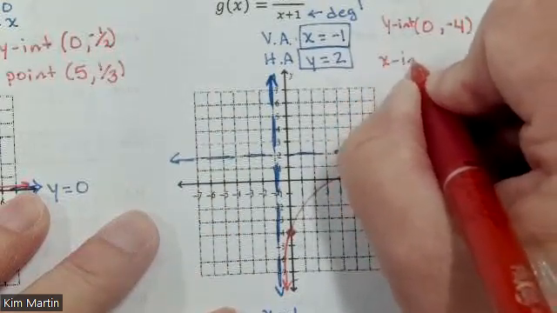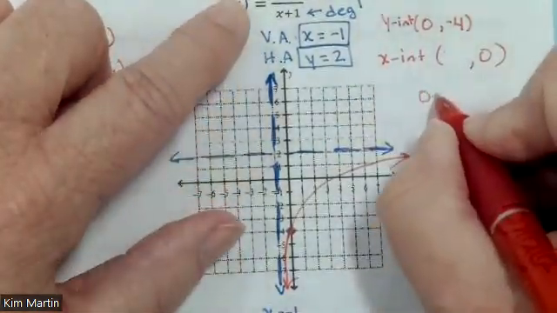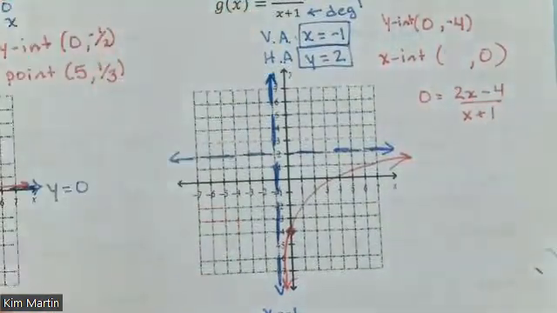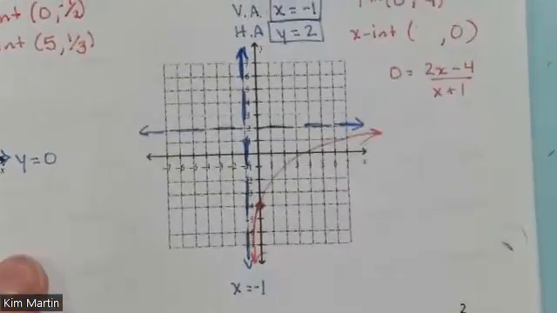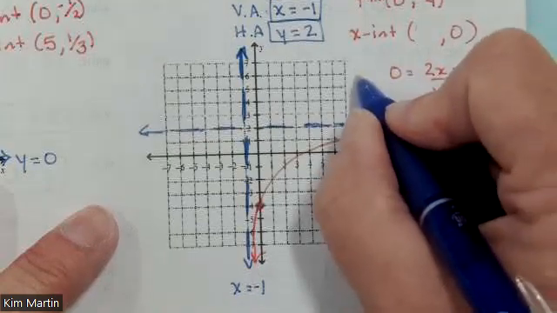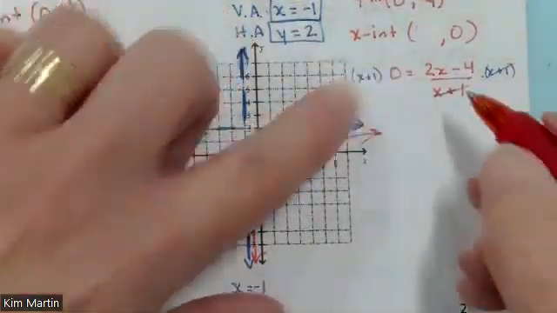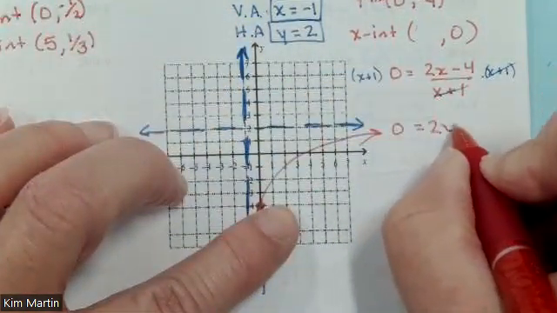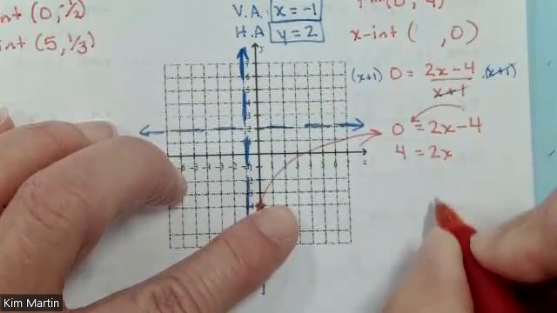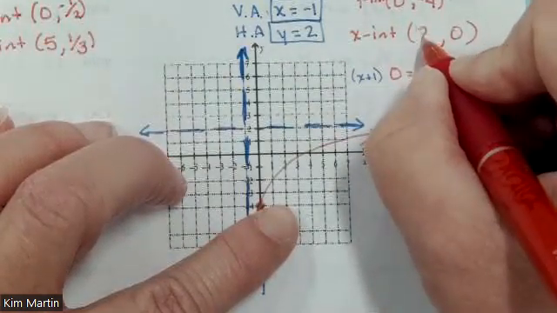To find my x-intercept, I just plug in 0 for y. So I would get 0 equals (2x minus 4) over (x plus 1). We learned how to do this. You multiply both sides by x plus 1, and across multiply, it doesn't really matter, because watch what happens. These cancel, and we get 0 over here. So 0 is equal to 2x minus 4. Add 4, and then divide by 2. So I get x equals 2. So my x-intercept is (2, 0).